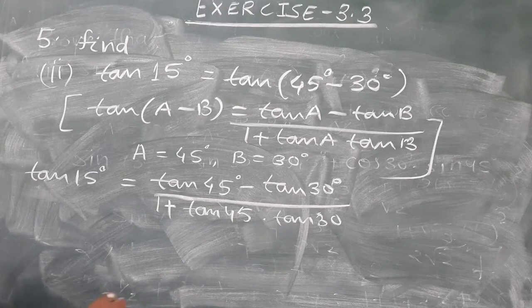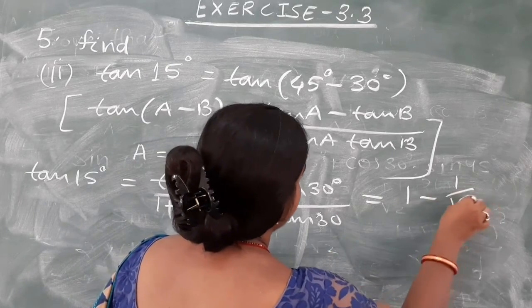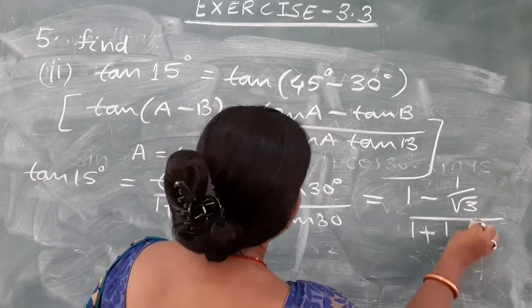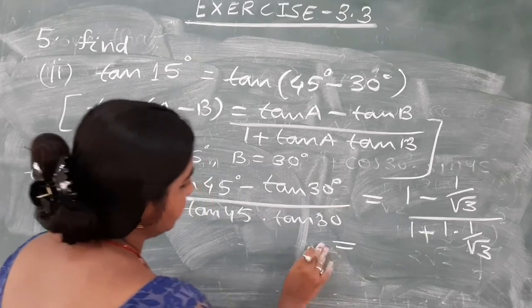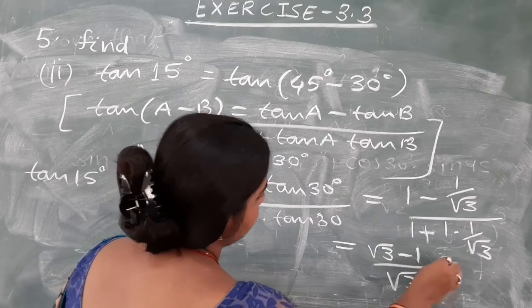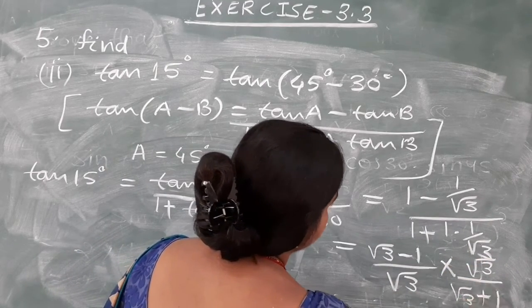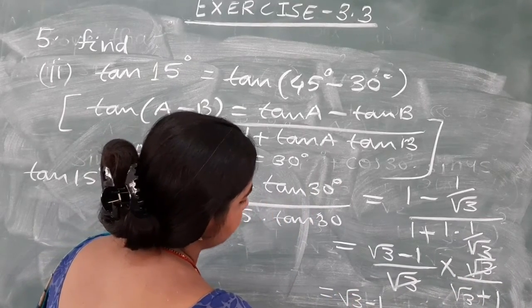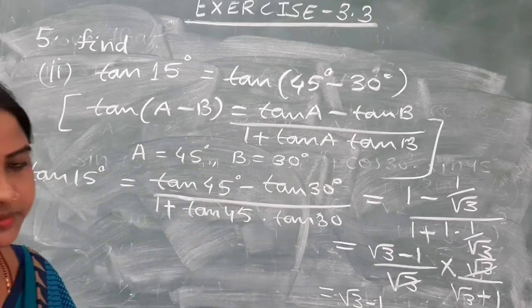Now I am going to apply the values: tan 45 is 1, and tan 30 is 1 by root 3. So we get 1 minus 1 by root 3 by 1 plus 1 into 1 by root 3. We can write it as root 3 minus 1 by root 3 into root 3 by root 3 plus 1. So we'll have root 3 minus 1 by root 3 plus 1. So this is our answer.